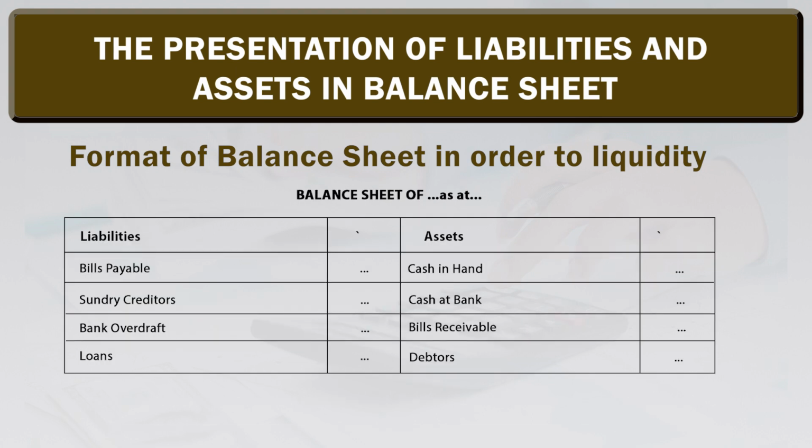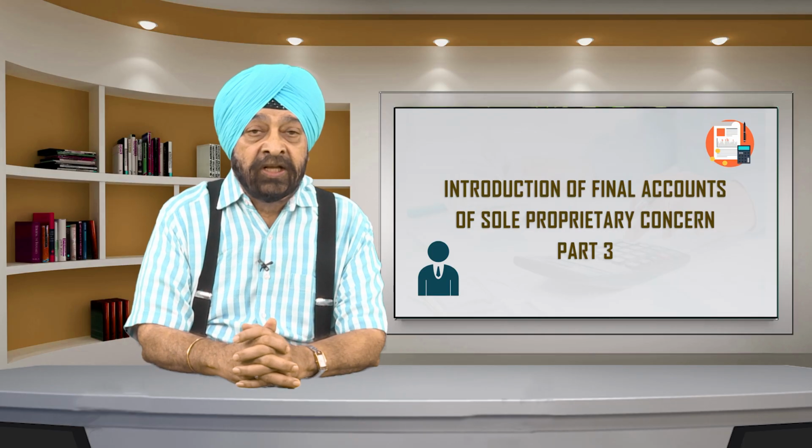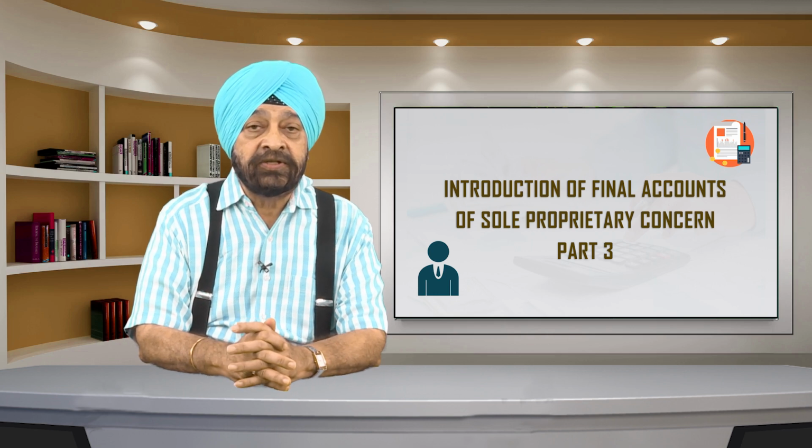Now, let us have a look at the asset side. On the asset side, the first and most liquid asset is cash in hand. Then after that comes cash at bank. Then bills receivable, debtors, closing stock. Investments are of two types, short term and long term. As per the nature, we will decide the place of investment. Then after that come fixed assets, first furniture, plant and machinery, land and building, goodwill and so on. So friends, that was the case of presentation in order of liquidity.